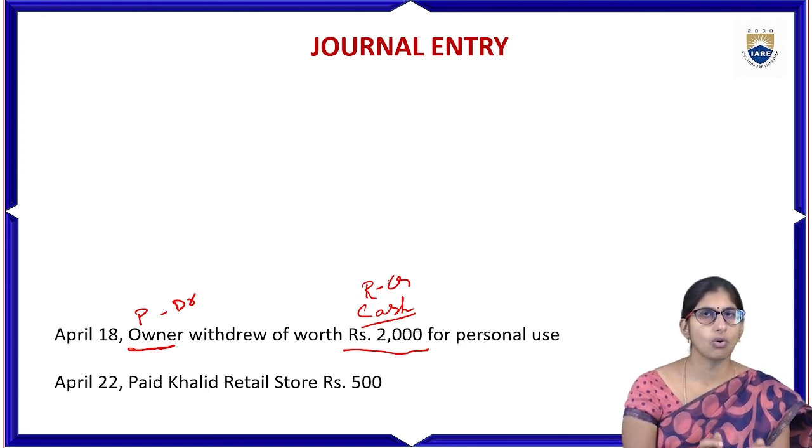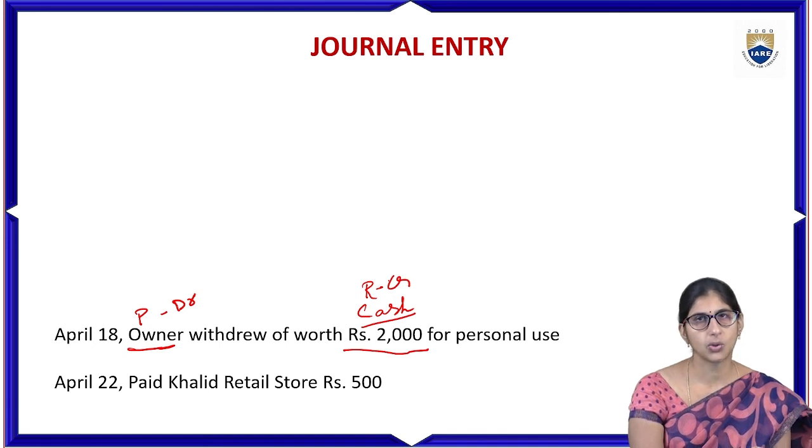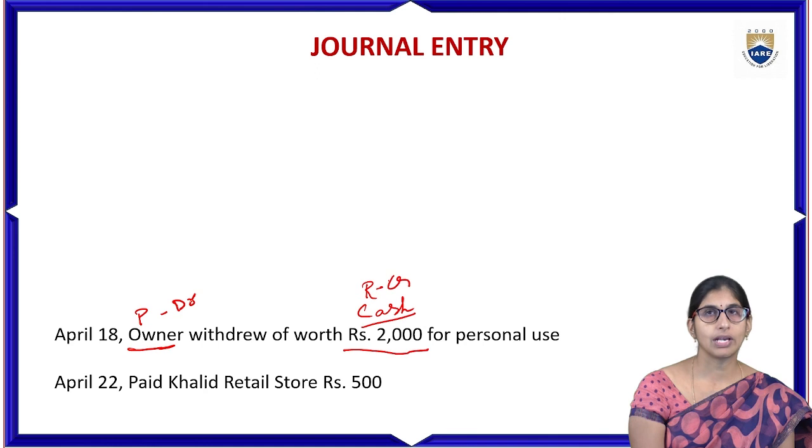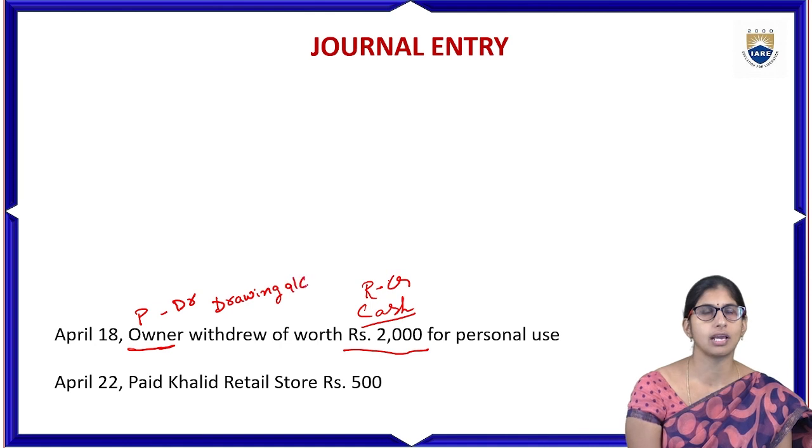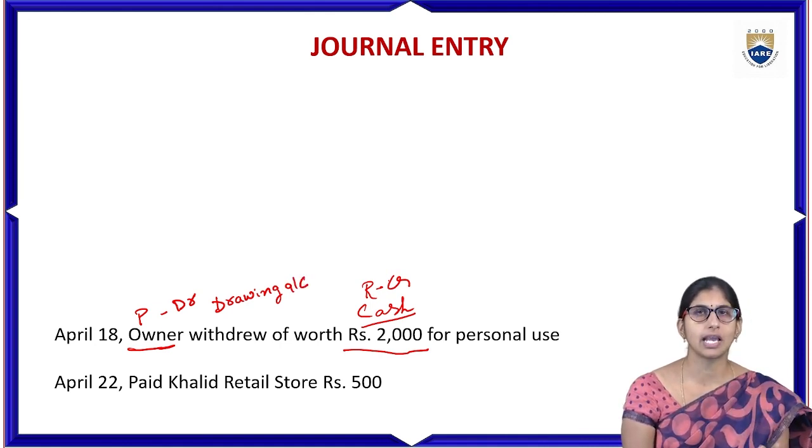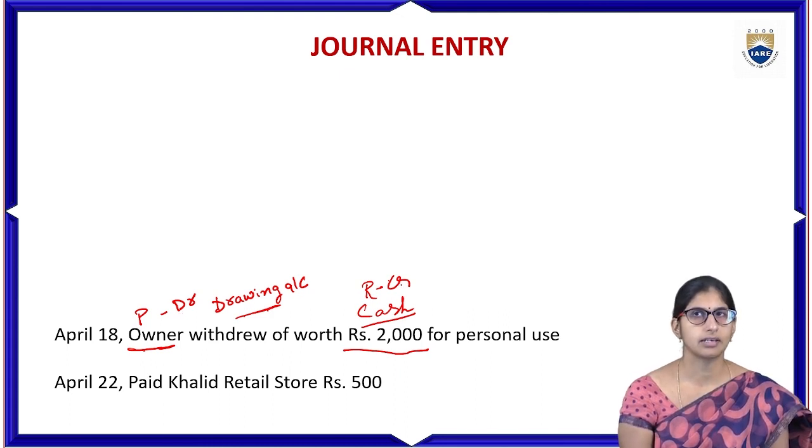Now, is this owner going to take back his capital? No, he is not taking capital. He has withdrawn some amount of money. So we'll call that drawings. We'll write it as drawings account. Instead of owner name, if any owner is using any amount of money or furniture or anything for his personal use, we call that drawings. So instead of owner, we'll write drawings account here. So drawings account has to be debited and cash has to be credited here.